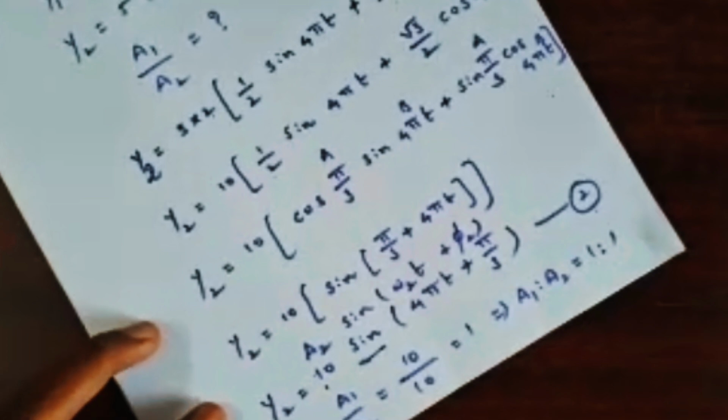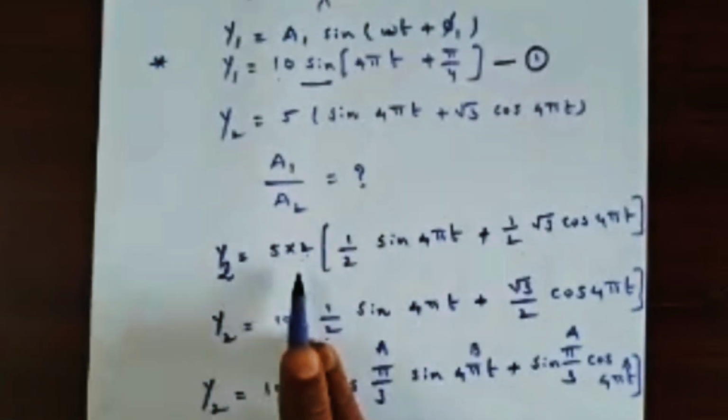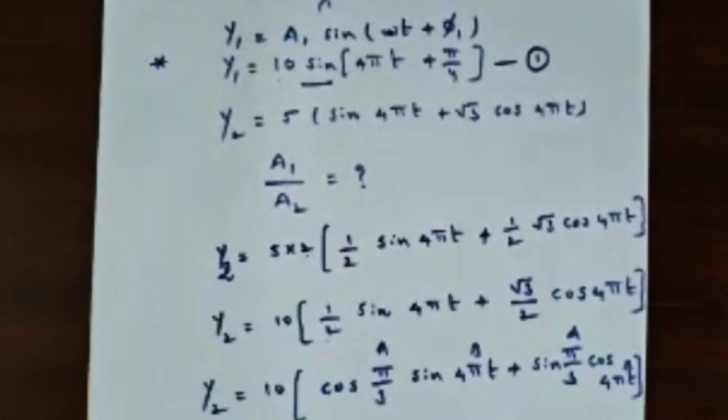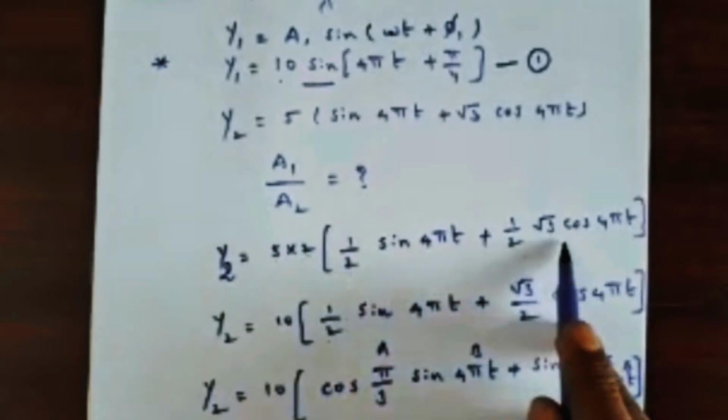In this, you need to remember two things. The first thing is to observe the wave equations of the particles. y1 is one equation, 10 sine of (4 pi t plus pi by 4), but y2 is not like that, it is in a different way. So we need to convert the y2 equation also into the form of the first equation. For that purpose, I multiplied the numerator and denominator by 2, so it becomes 1 by 2 sine 4 pi t plus root 3 by 2 cos 4 pi t.